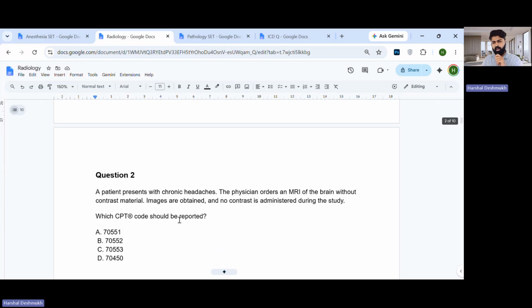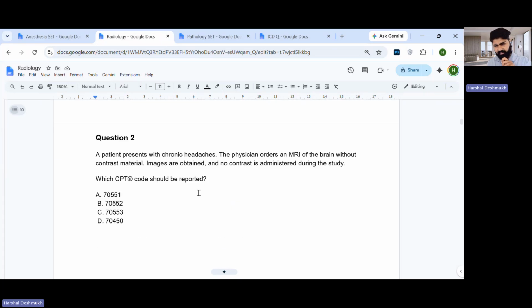Moving on to next one. A patient presents with chronic headaches. A physician orders an MRI of the brain without contrast material. Images are obtained and no contrast is administered during the study. Which CPT code should be reported?